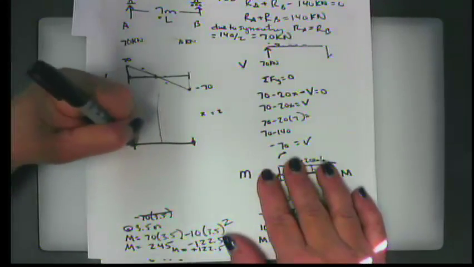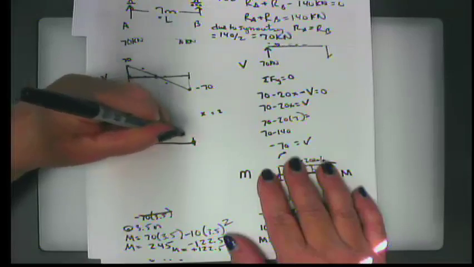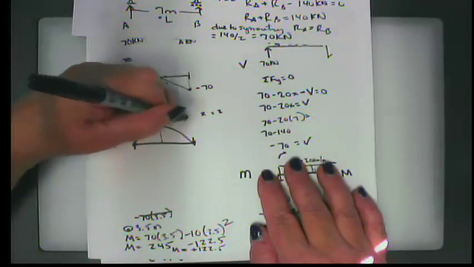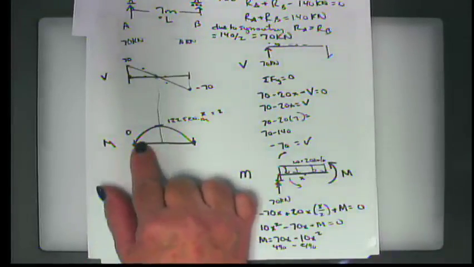So that means knowing that this is parabolic and knowing that it's 0 at both ends, I can see that right in the middle it's going to be 122.5, and that would be in units of kilonewton meters. So this is my moment diagram.